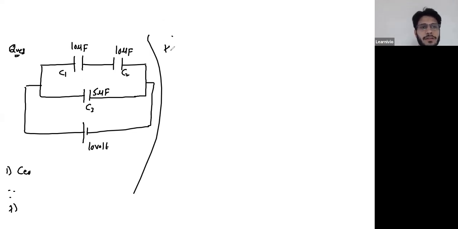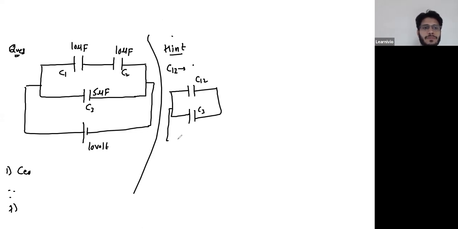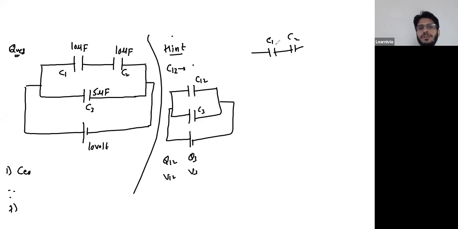So I'm leaving some hints. The first hint is, combine C1 and C2 and get a capacitor C12. And then solve this circuit first. Solving this one means calculate Q12, calculate V12, calculate Q3, calculate V3. And then solve for C1 and C2, since C12 is the combination of C1 and C2. So that's the hint. Use this hint to solve this problem.